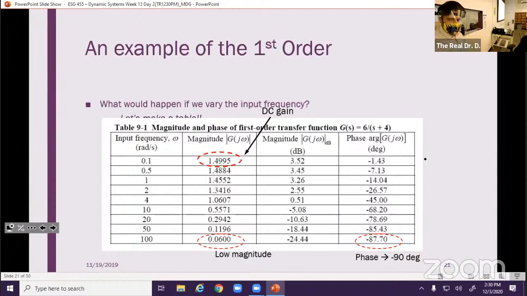When we get to the corner frequency of 4 radians per second, you can see we're about to transition, right? We're about to transition from amplification to attenuation.